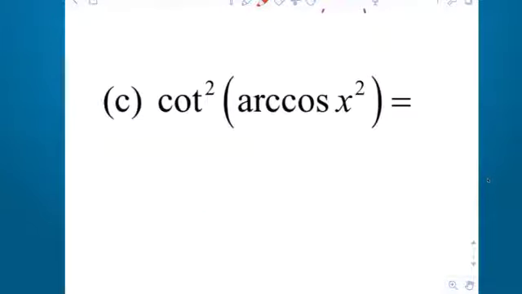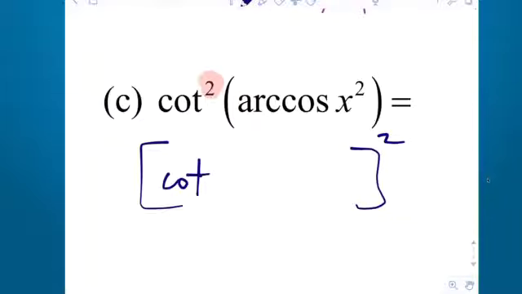Letter C. Oh boy, cotangent squared of arc cosine of x squared. Here's what you want to do first. This squared is kind of important. What are we actually squaring there? The t, the COT, or the what? We're squaring the cotangent ratio. Yeah. So if you ever see something like that, that's condensed notation. You want to write it, first of all, as the whole thing squared. We're squaring the cotangent ratio.